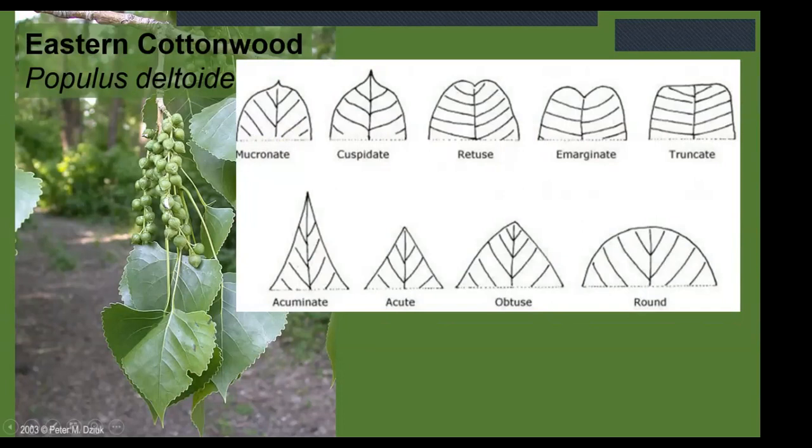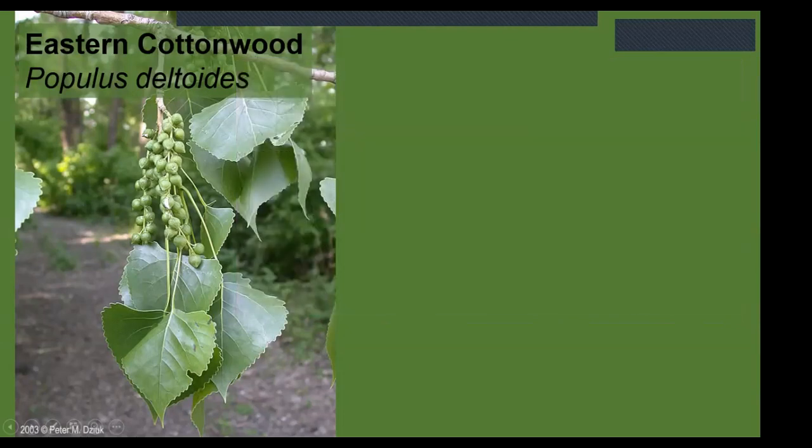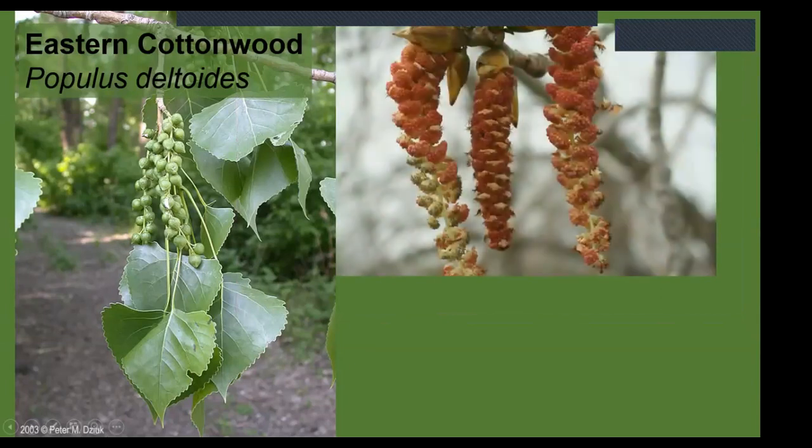And its tip is a pretty nice acuminate tip. Acuminate tips are common on leaves, certainly not universal, but common amongst many woody plants. So a truncate base, an acuminate tip, and a deltoid shape. And those are 3 words you can impress your family and friends with.